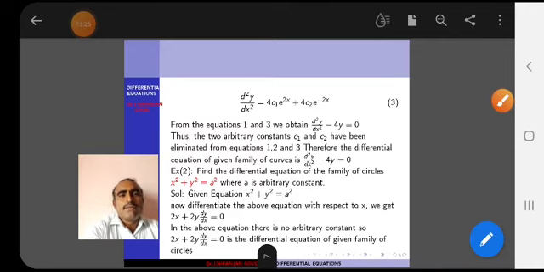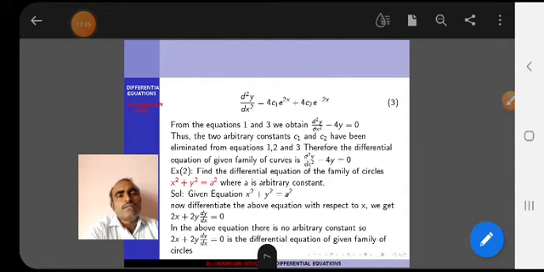So see the second example. Find the differential equation of the family of curves, circles, x² + y² = a², where a is an arbitrary constant. In the given equation, we have only one arbitrary constant. So we have to differentiate this equation only one time. From these two equations, eliminate a, and you will get the differential equation.